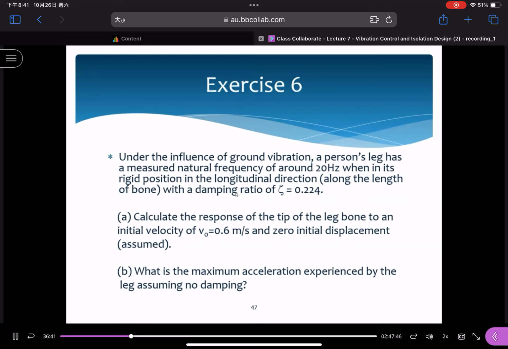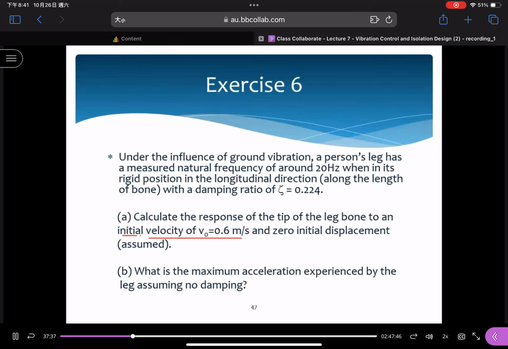Now let's take a look at exercise number 6. Let's go through this one together. Under the influence of ground vibrations, a person's leg has a measured natural frequency of around 20 Hz. This is the first one: 20 Hz is the natural frequency. It is in a rigid position in the longitudinal direction along the length of the room, with a damping ratio of 0.224. This is the damping ratio and this is the natural frequency. There are two small problems here. The first one is to calculate the response of the tip of the leg to an initial velocity V0 equal to 0.6 meter per second and zero initial displacement.